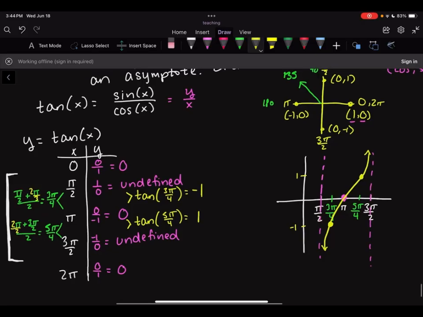I also just want to mention that the shape of tangent will always look like this. So the general shape for tangent will always look like this inside those asymptotes.